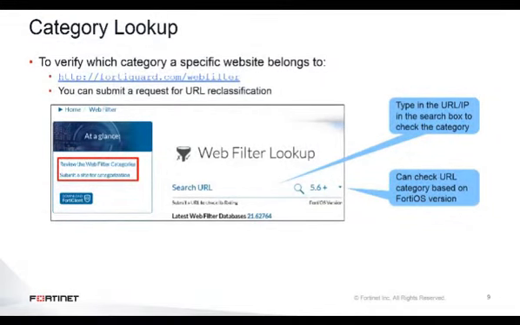You can access the FortiGuard portal to check which category a URL belongs to. In the portal, you can also request that a URL be reclassified. You can also view the FortiGuard web filter categories.